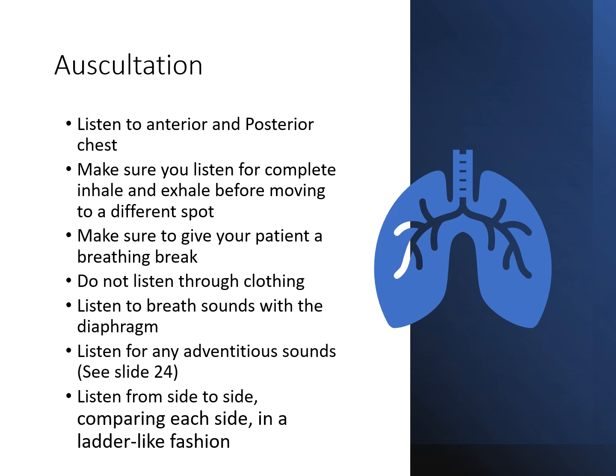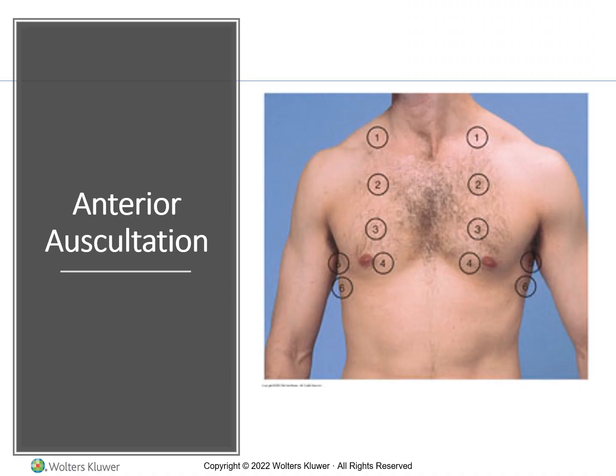You will listen to breath sounds with the diaphragm of your stethoscope. Listen for any adventitious sounds. You will see these on slide 24. You will listen from side to side, comparing each side in a ladder-like fashion. This is the order of auscultation on the anterior side. You will go from side to side, comparing the right to the left. We are always comparing everything in assessment, from lungs to skin to pulses.